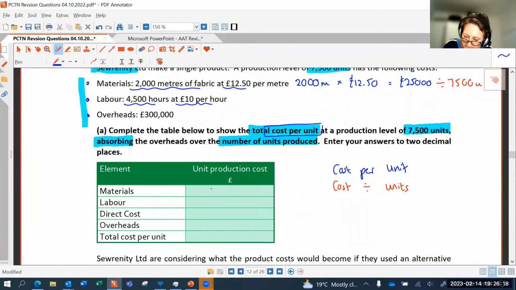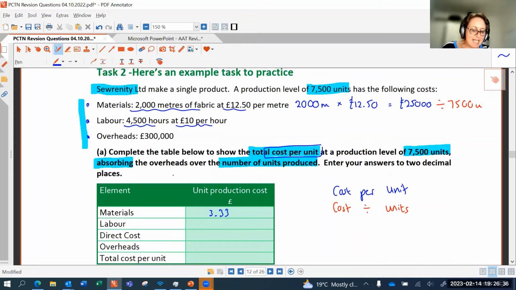Let's find out how much it costs to make each one, rounded to 2 decimal places. £3.33? I agree. There we go. £3.33. Well done. And then should we do the same thing for labour? How much do I spend on labour in total?